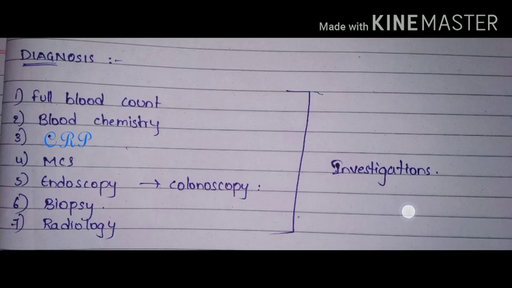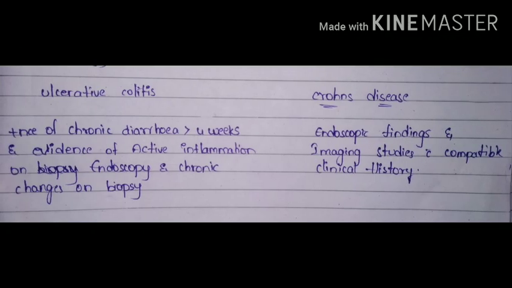To confirm this, if we see ulcerative colitis, what we can confirm is if there is chronic diarrhea of more than 4 weeks and there is evidence of acute inflammation on endoscopy, and if you see chronic changes on biopsy, this is a confirmation for ulcerative colitis. And for Crohn's disease, endoscopic findings, imaging studies and a compatible clinical history are the confirmation signs for Crohn's disease in the IBD.